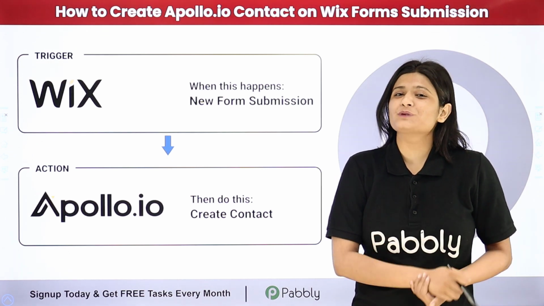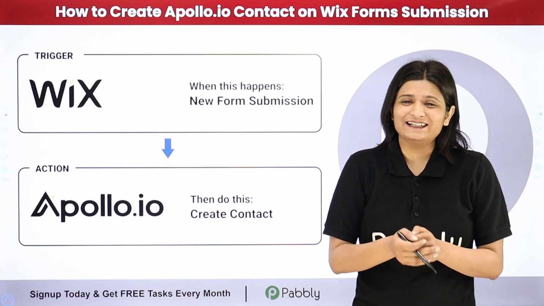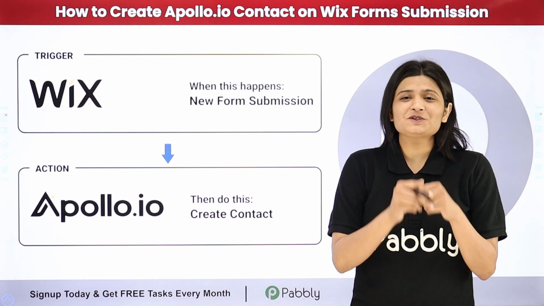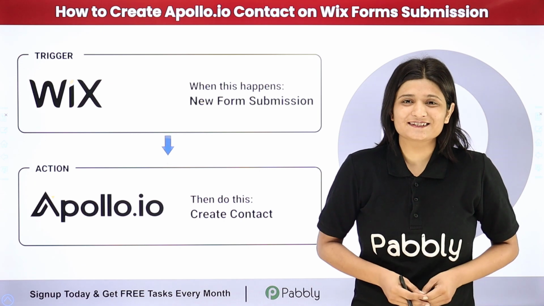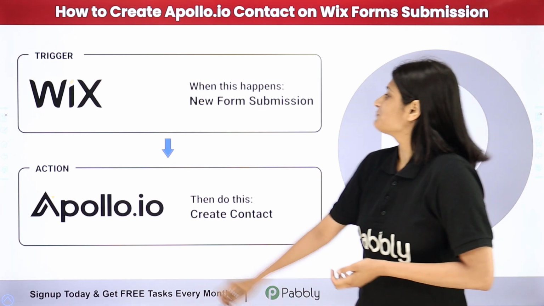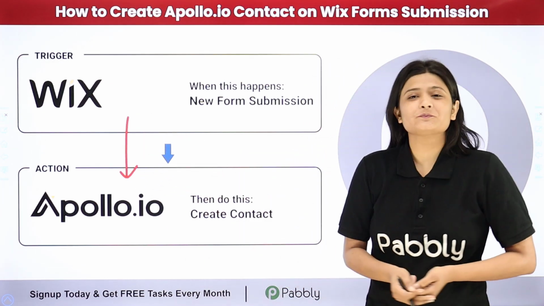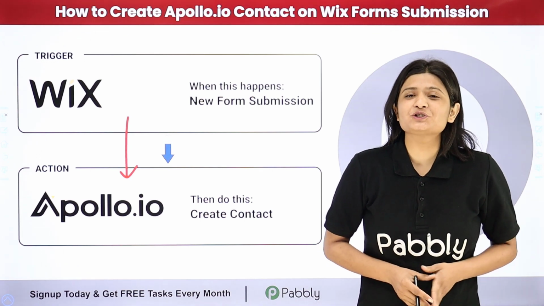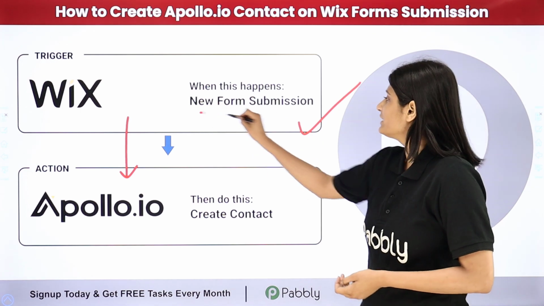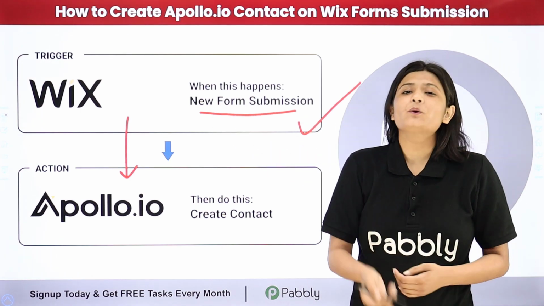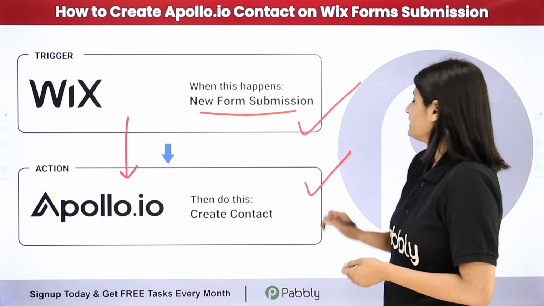process, and to do this automation, I am going to use Pabbly Connect. Pabbly Connect is an amazing automation and integration software which requires no coding or programming skills. Here I just need to build a connection between Wix and Apollo.io. With the help of Pabbly Connect, I am going to build this connection in such a way that whenever I receive a new form submission in my Wix, a contact will be automatically created in my Apollo.io.